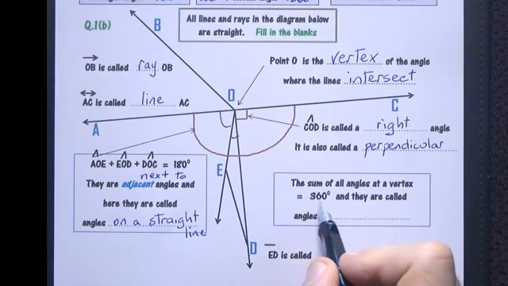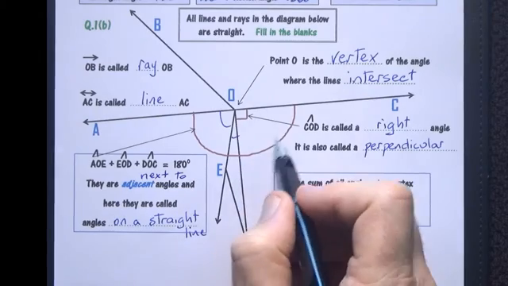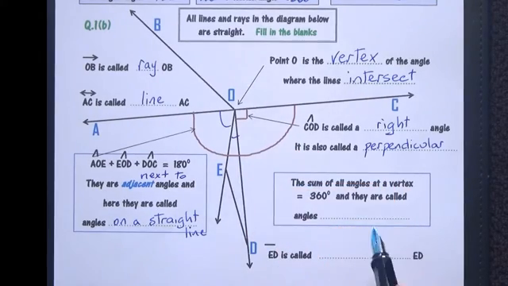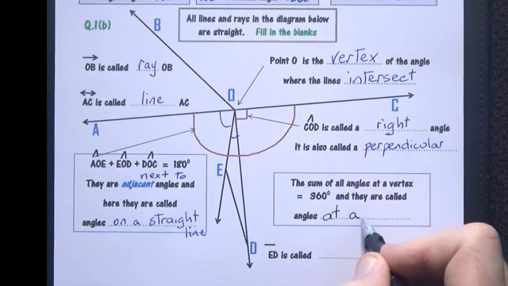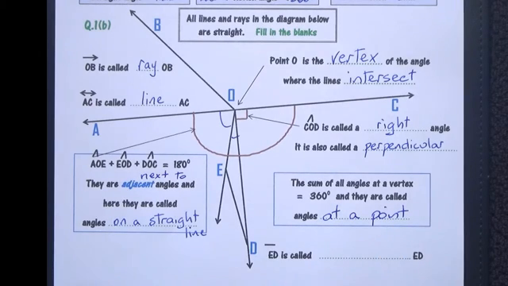The sum of all angles at a vertex. So if I start with this arm here, OD, and I go all the way around and back to OD, well, that is 360, obviously, and they are called angles at a point. And lastly, ED. Note that ED starts at E and finishes at D. So we draw a line over the top with no arrows, and that's called line segment ED.